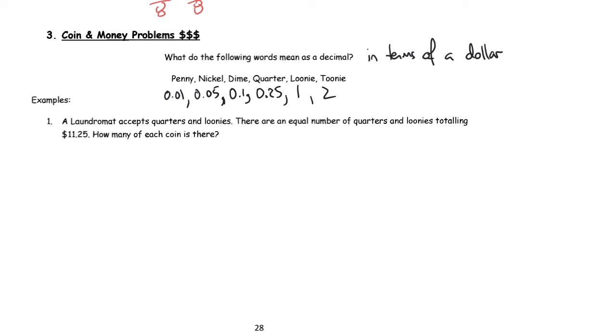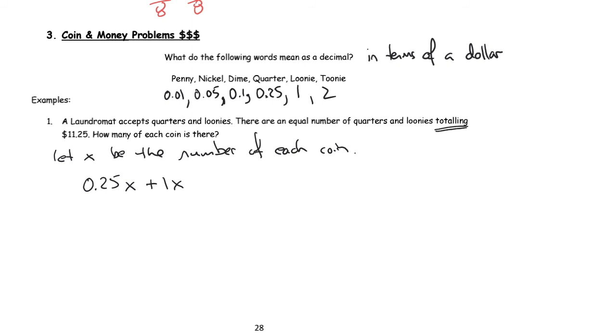A laundromat accepts quarters and loonies. There are an equal number of quarters and loonies totaling $11.25. So how many of each coin are there? We're going to let x be the number of each coin, because it turns out they're the same amount here. So for example, the quarter is going to be 25 cents, and we've got x of them. And then the loonie is $1, and we've got x of those. And we're adding them together because we've got a total value equal to $11.25.